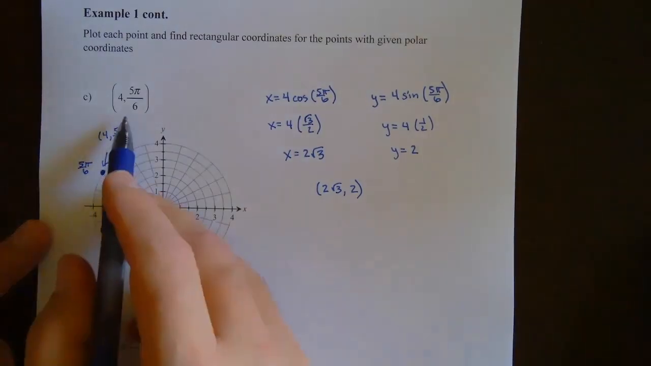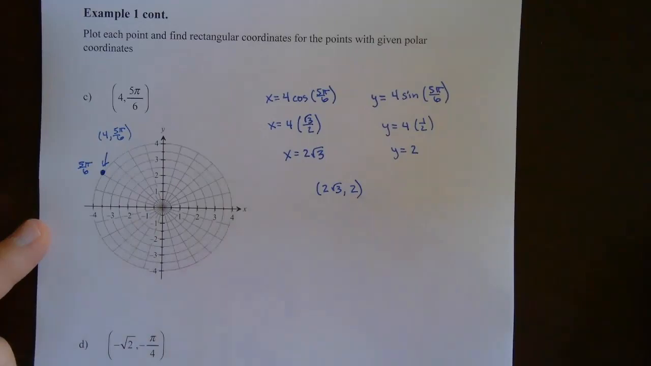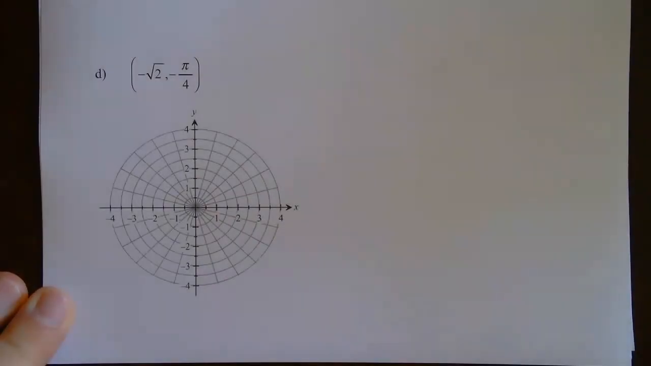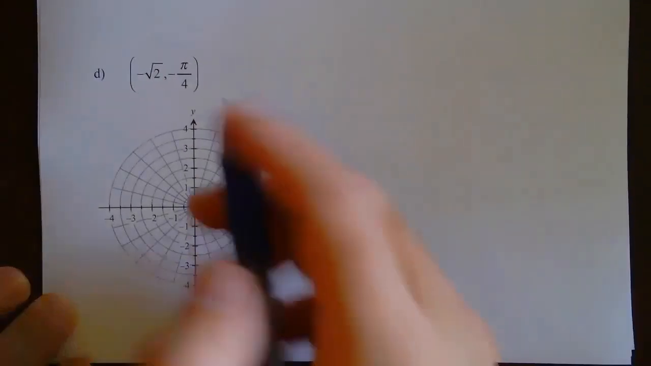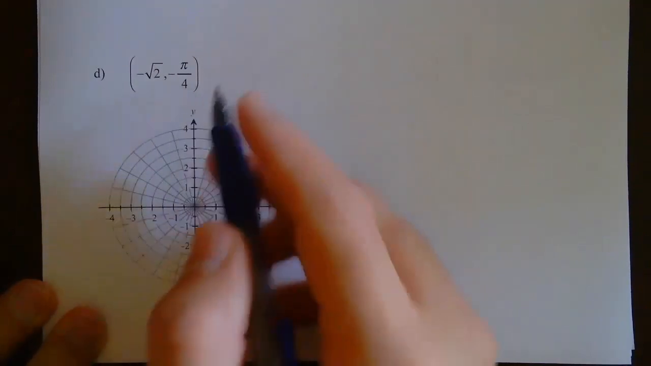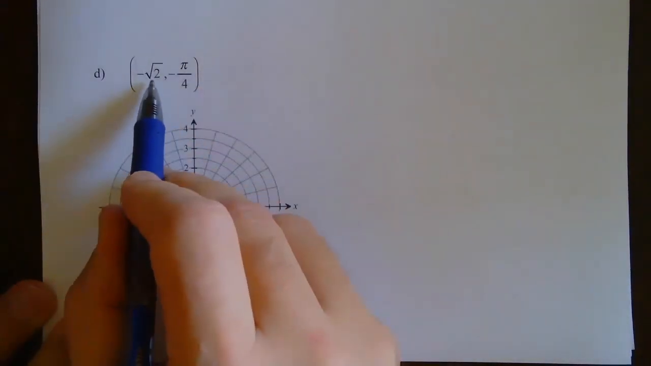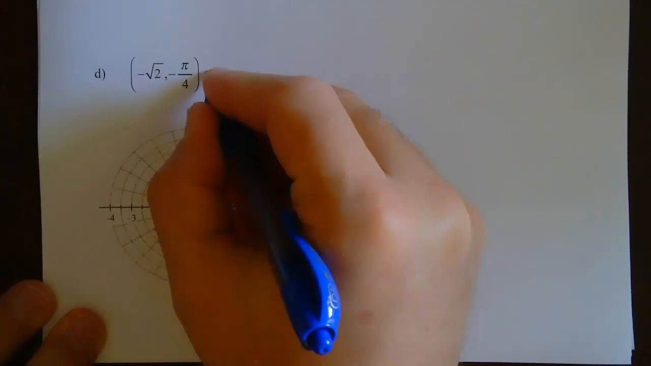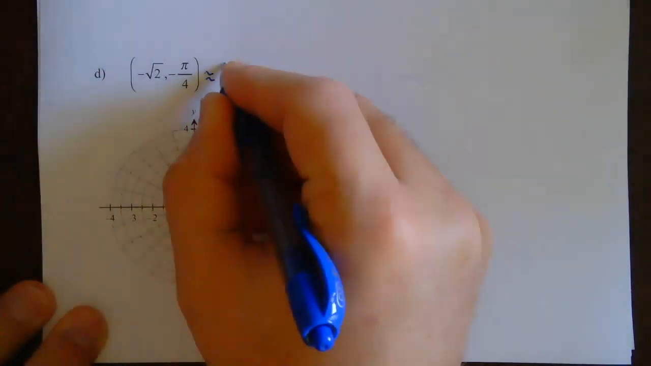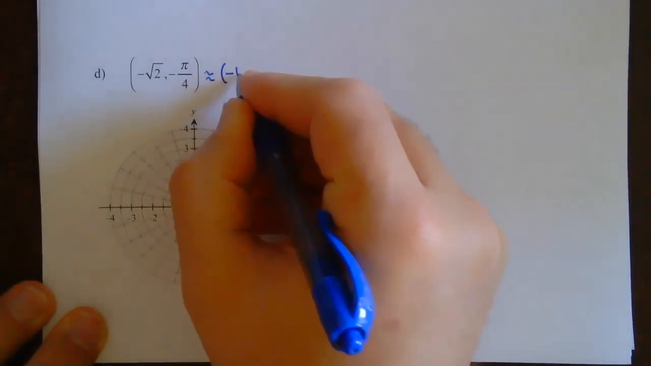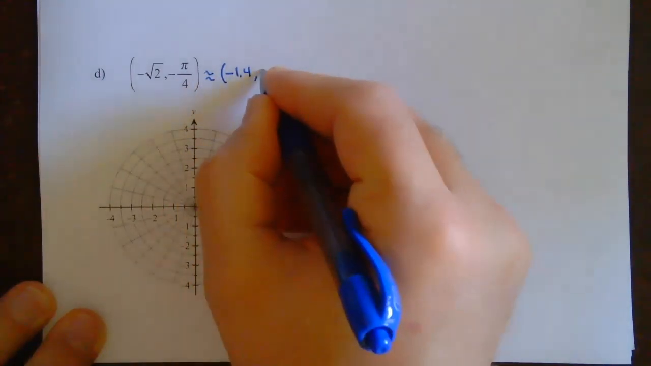All right, so polar, rectangular. Let's do the next one. All right, guys, so to do this one, we have negative square root of 2 comma negative pi over 4. We need to know what the square root of 2 is to graph this. So this would be roughly negative 1.4 comma negative pi over 4.